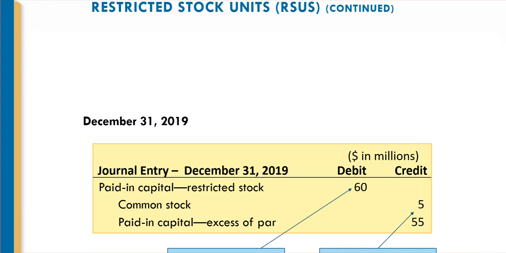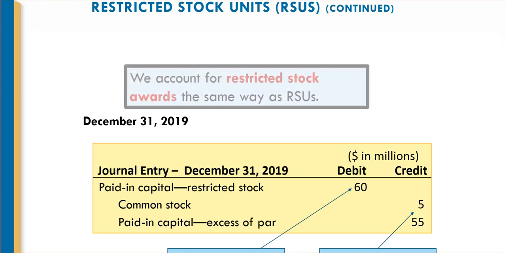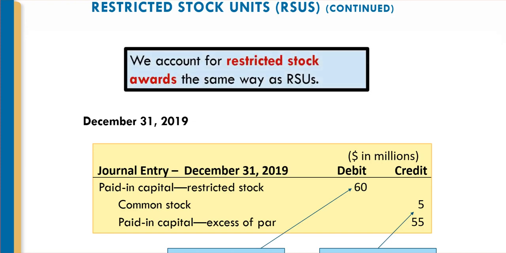So 5 million times $12 gets you the 60. That's what the arrows are to. And then the 5 million shares times the dollar par is where you get the 5. And the difference goes to paid-in capital. Again, it's not the current market price minus par, but it was market price on the date of the grant minus par. That's that 55. And we would account for restricted stock awards in the same way as we have done this one.